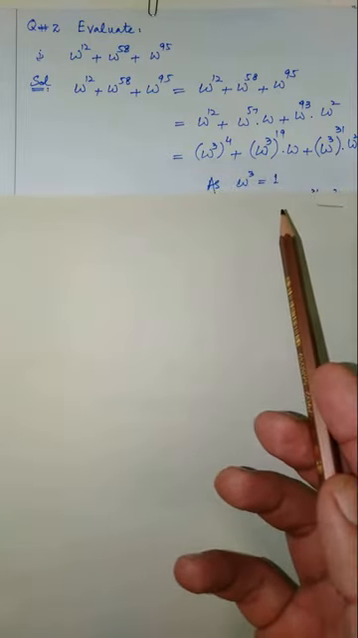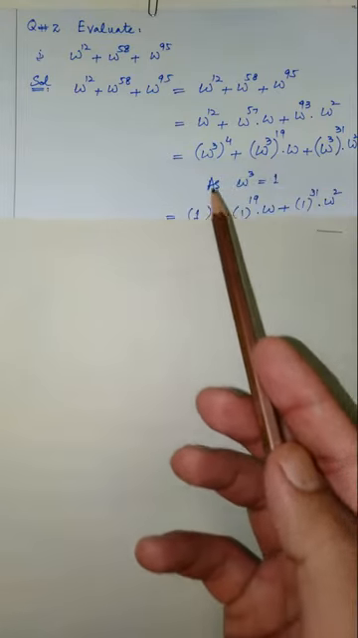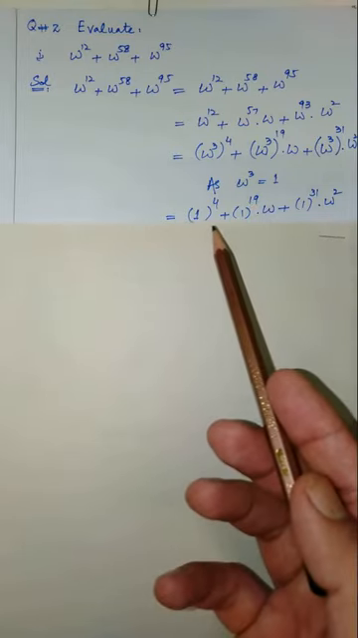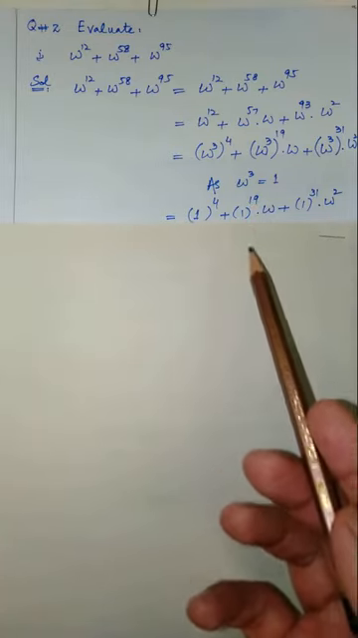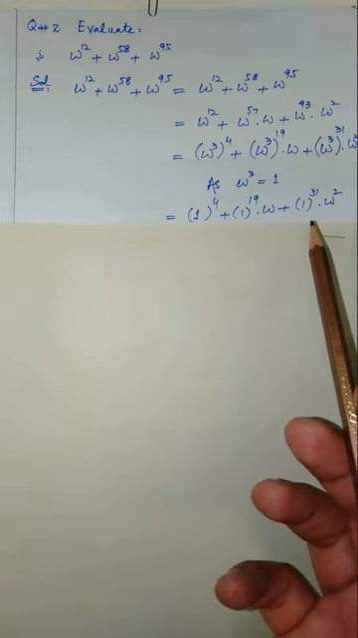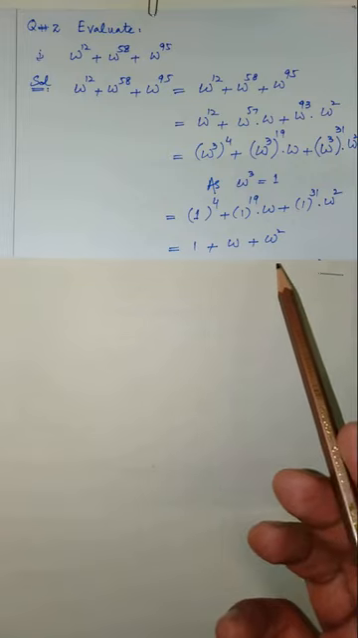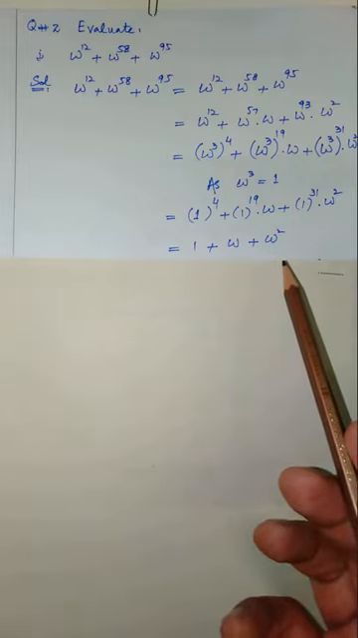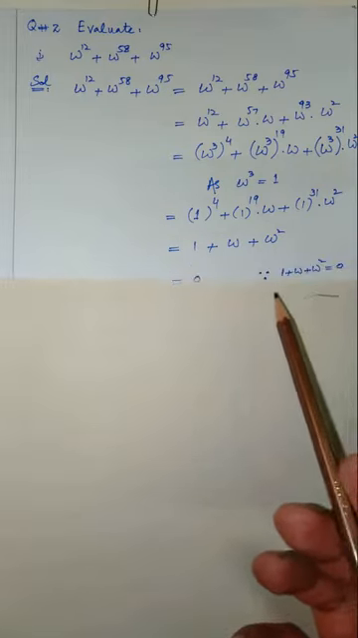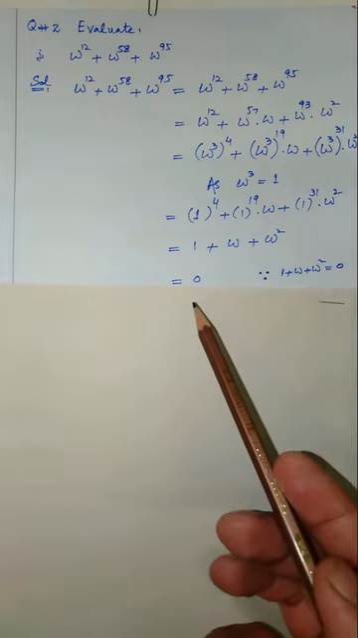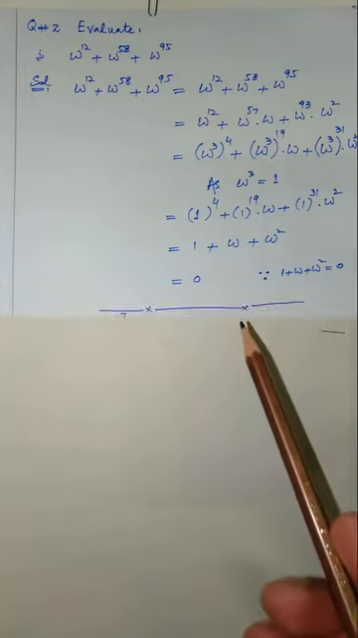As omega 3 is equal to 1, putting the value 1, like 1 power 4 is equal to 1, 1 power 19 is equal to 1, 1 power 31 is equal to 1. So this is equal to 1 plus omega square. As we know, 1 plus omega square is equal to 0. So the answer is 0.